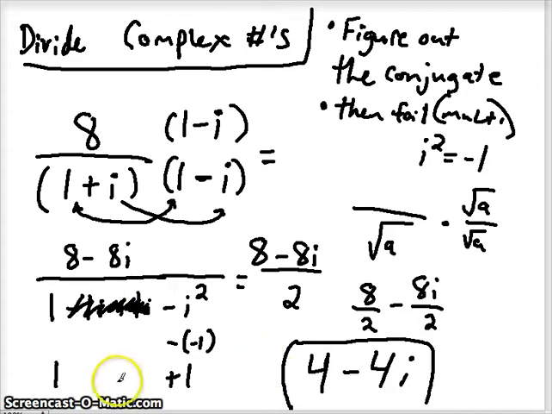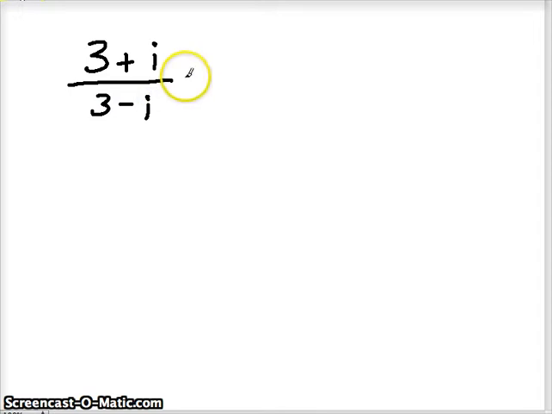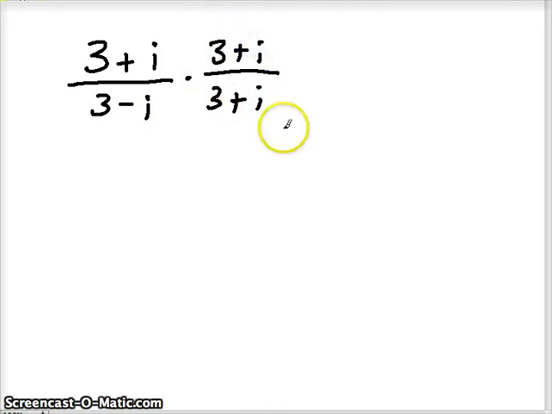So let's do another one. Do another example. 3 plus i divided by 3 minus i. So in order to divide complex numbers, we need to multiply top and bottom by the conjugate of the denominator here. So we got 3 plus i is the conjugate. And we do the same thing to the top, multiply top and bottom by the same thing. We're going to have to FOIL top and bottom.